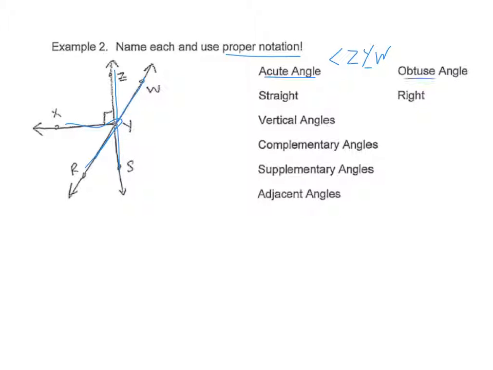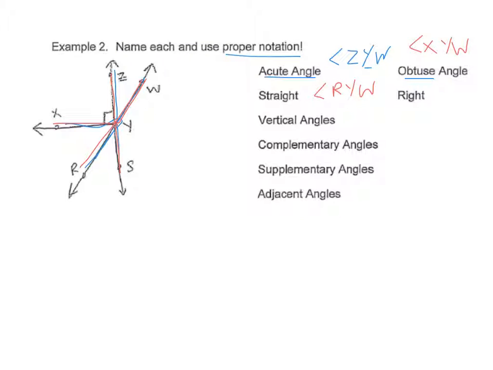An obtuse angle is greater than 90, less than 180. So I'm going to use XYW. Angle XYW. Make sure you're putting angle symbols in. A straight angle is one that makes a line. So I'm going to use angle RYW. This one makes a line. You could also have said ZYS makes a line.